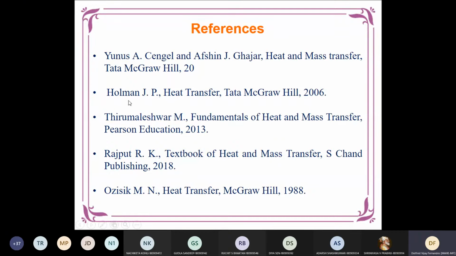You can also refer to Holman, Tirumaleshwar, Fundamentals of Heat Transfer, Heat and Mass Transfer. All these books are available in the library, so you can borrow. I suggest you read Cengel. You can note down at least one or two references.